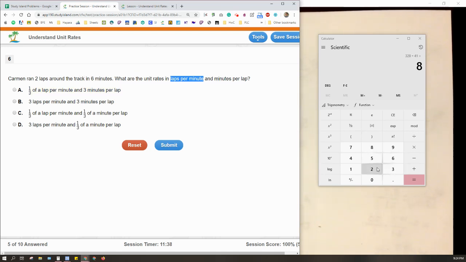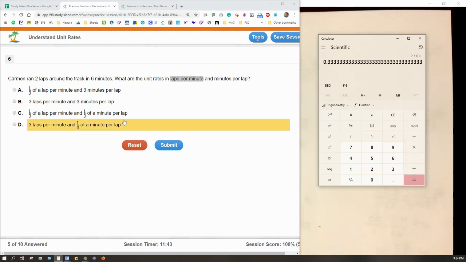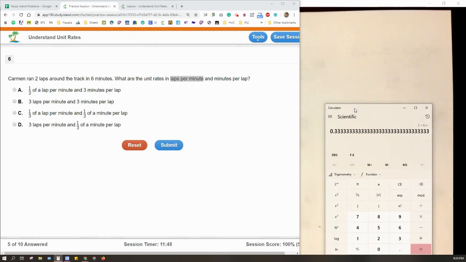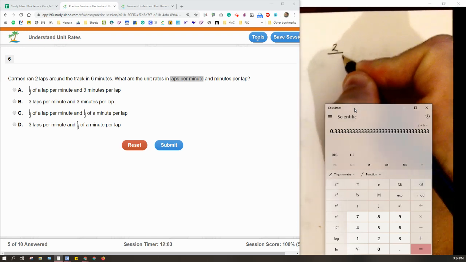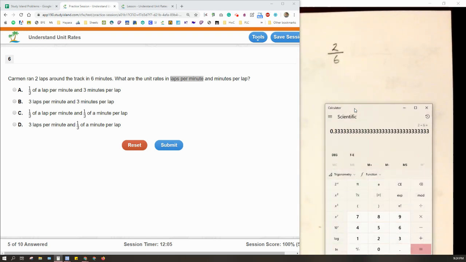So laps is 2 divided by 6 equals, you get this repeating decimal, and these aren't in decimals, are they? So we might have to write this one down and turn it into a fraction. That's okay. Remember, when you do a fraction, the fraction bar is like your divided by symbol. So if you want to do 2 laps in 6 minutes, 2 laps divided by 6 minutes, this is how you write it. You got 2 divided by 6. The fraction 2/6 represents 2 divided by 6. So you just have to simplify that fraction.